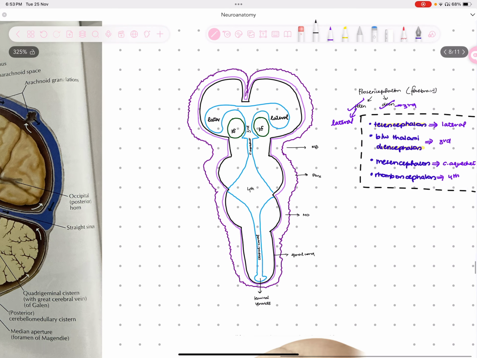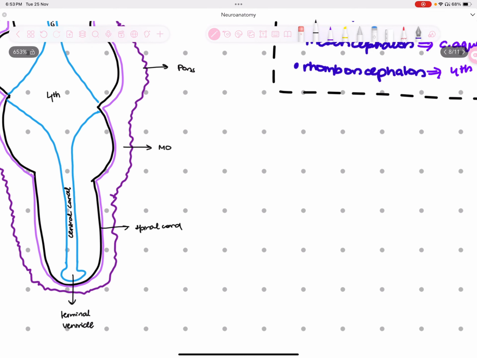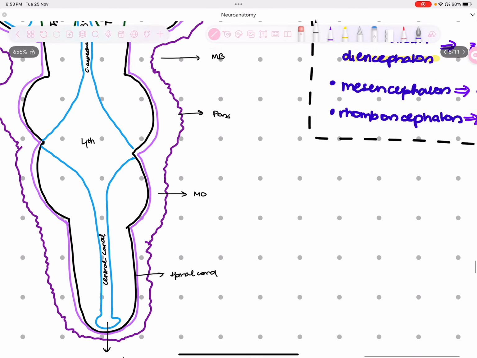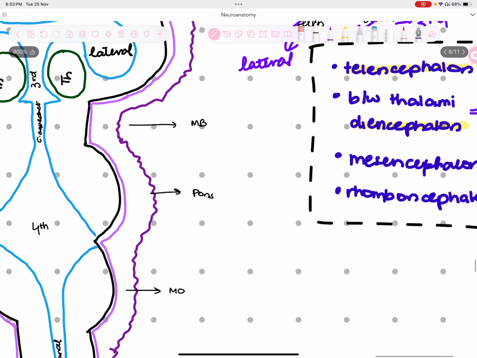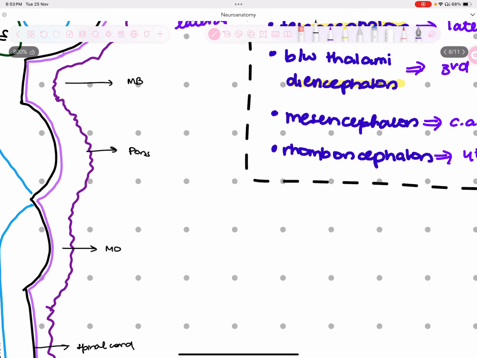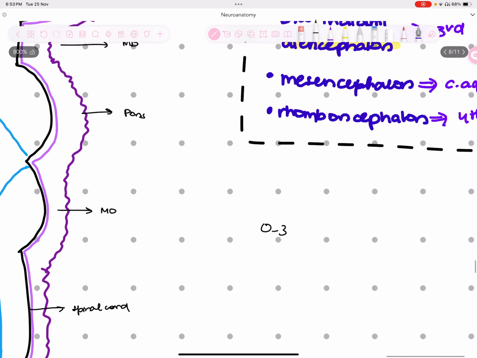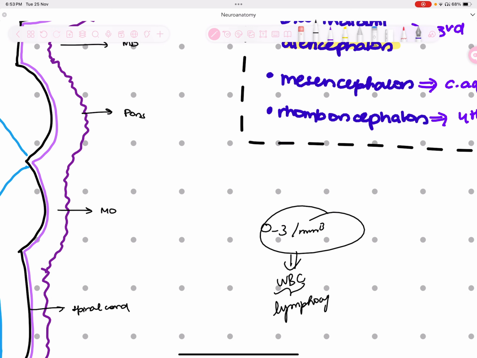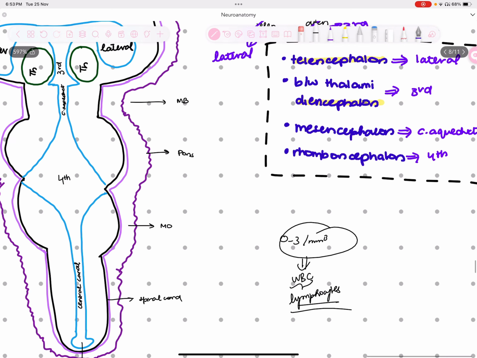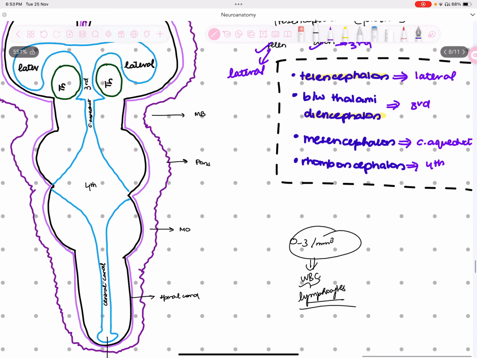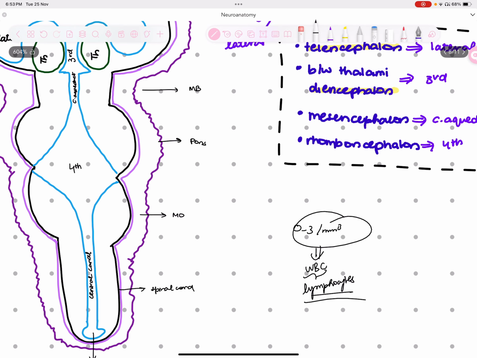Now, moving forward, you should know that your CSF obviously has sodium, calcium, water, and glucose also, but the glucose concentration is obviously way less compared to the concentration of glucose in the blood. It also has a trace of protein, and even more important, it has almost 0 to 3 lymphocytes per cubic millimeter. So this is the concentration of the white blood cells, particularly lymphocytes. So there are 0 to 3 lymphocytes per cubic millimeter, and this is basically the entire composition.